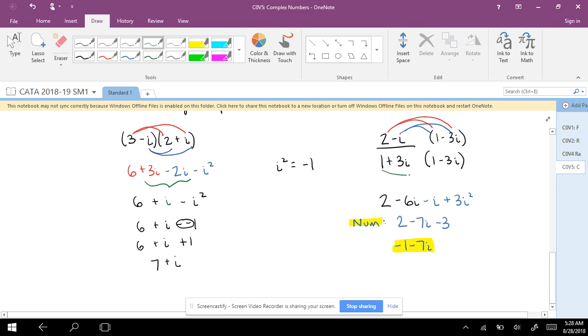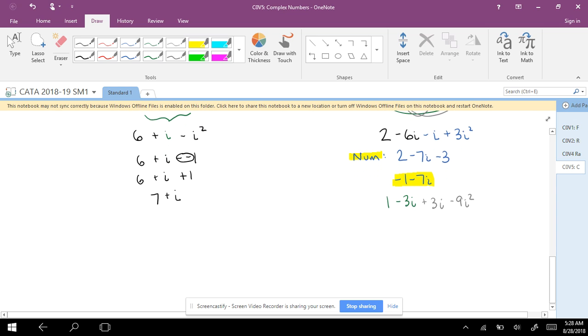And I'm going to follow the same idea in my denominator. And that's going to give me 1 minus 3i. And then I'm going to distribute this in. And that gives me 3i minus 9i squared. Remember, this is all my denominator now. Clean that up a little bit. These middle i's go away. i squared is a negative 1, so that's plus 9. My denominator just becomes 10.